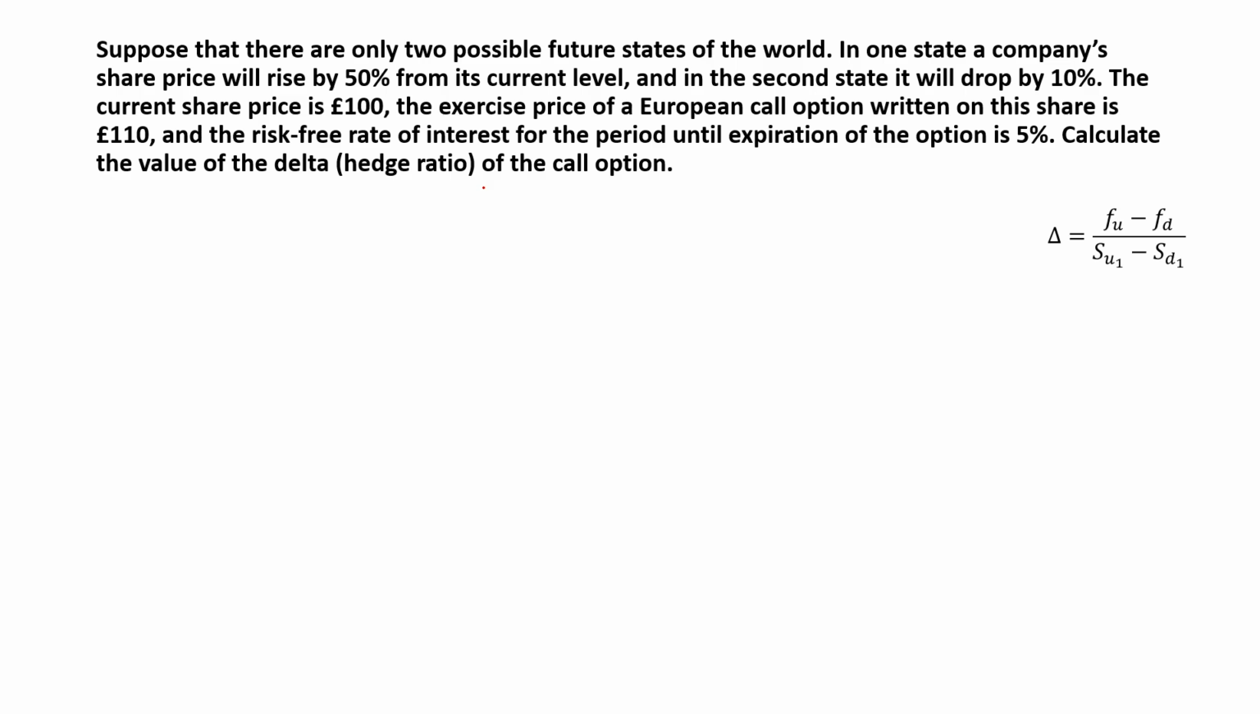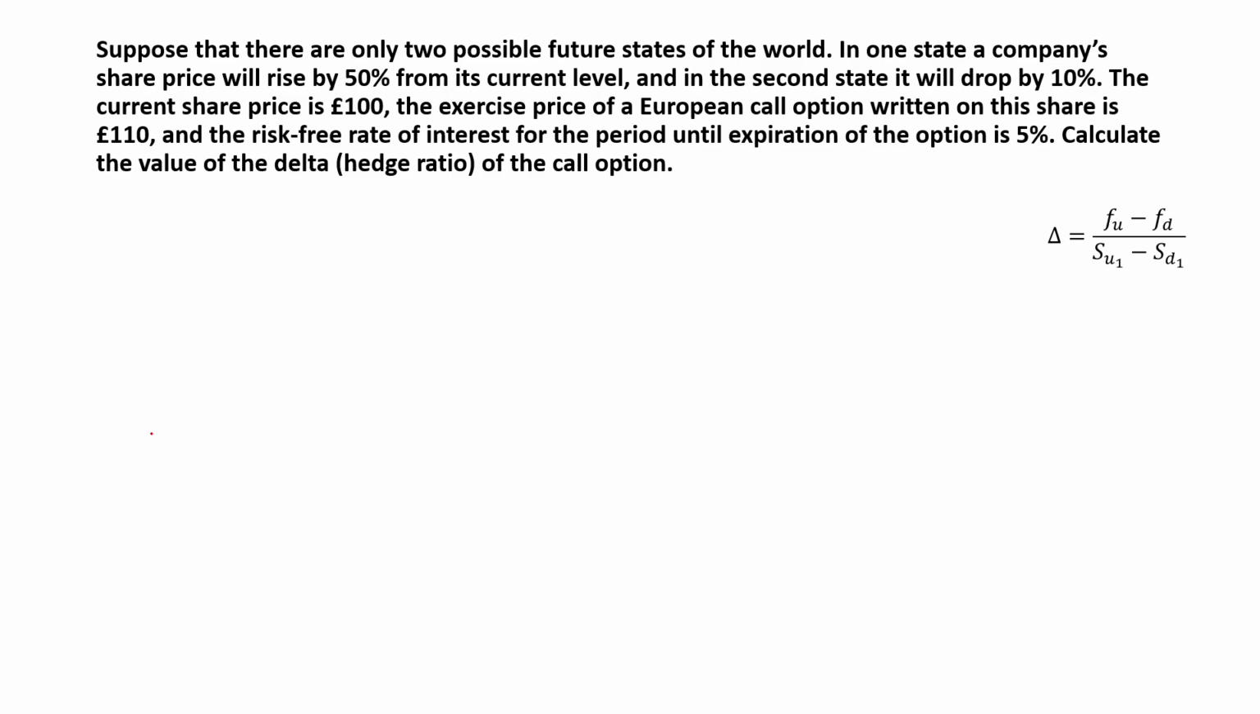The example reads: suppose that there are only two possible future states of the world. In one state, a company's share price will rise by 50%, and in the second state, it will drop by 10%. The current share price is £100. The exercise price of a European call option written on the share is £110, and the risk-free interest rate is 5%. Calculate the value of the delta, hedge ratio, of the call option. All we need for this exercise is to get the option values and the stock price values in state U and state D.